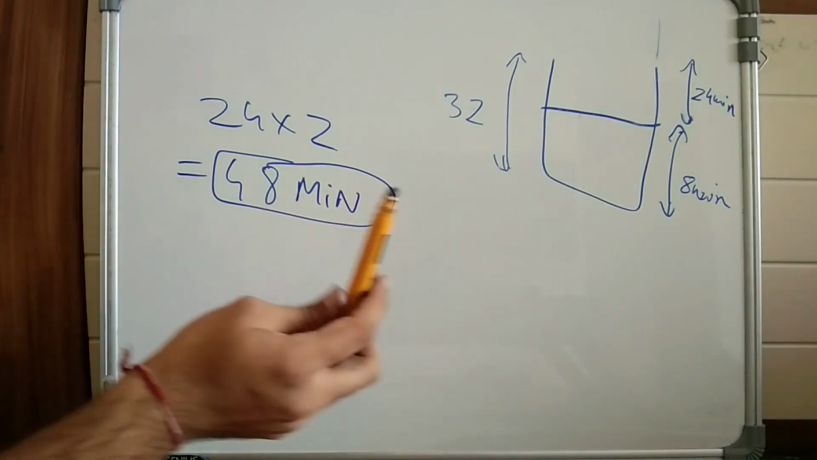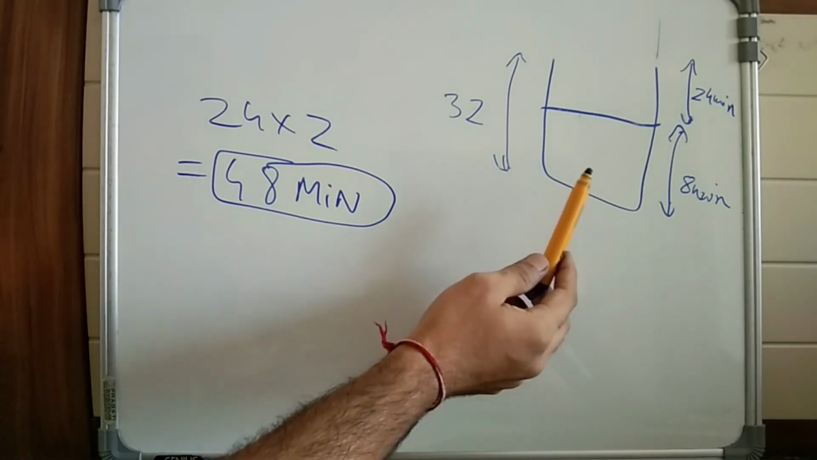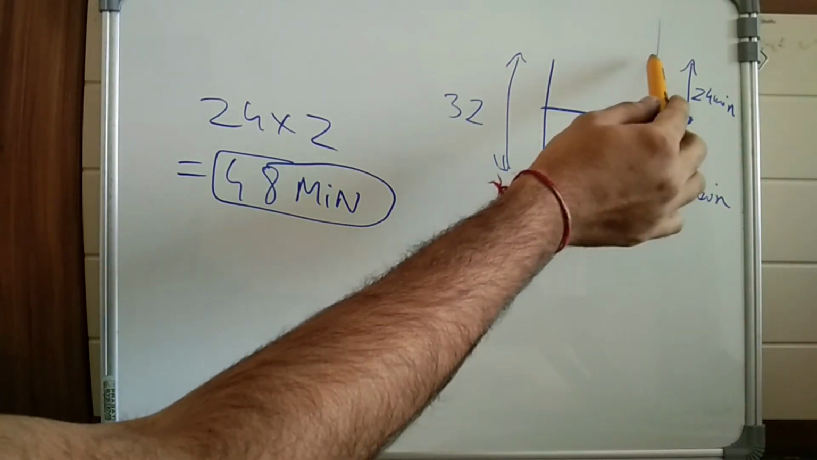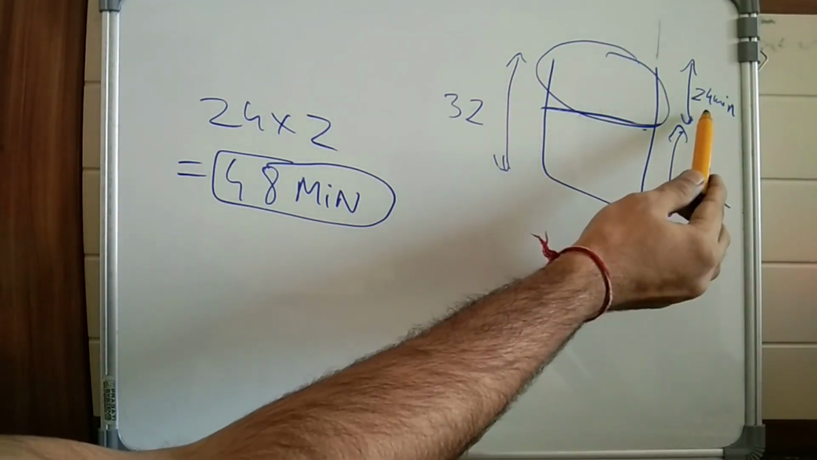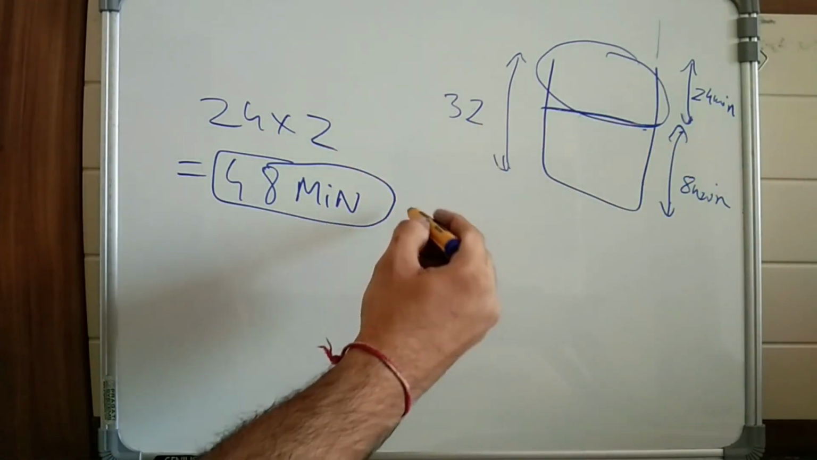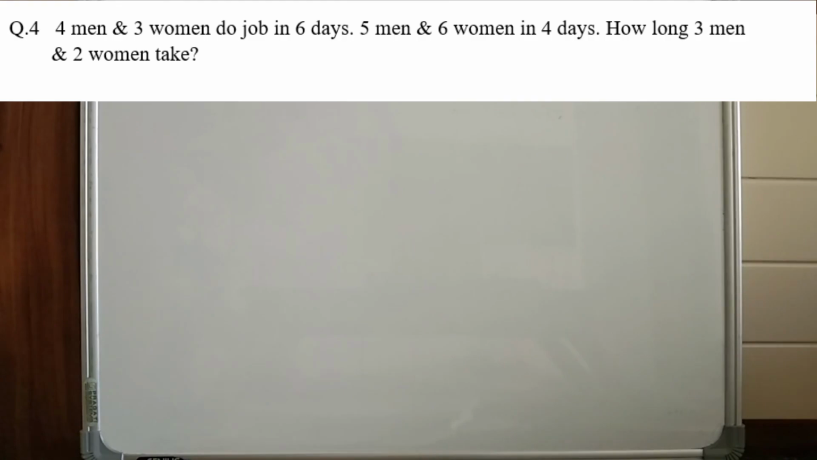So basically, the question is asking, had the leak developed right in the beginning, how much time will it take? So in the question we have found out 24 minutes for the half of the tank, for this half. For the full tank, it will be just double of it, right? So 24 into 2, 48. 48 minutes is the answer. So let's see the next question.